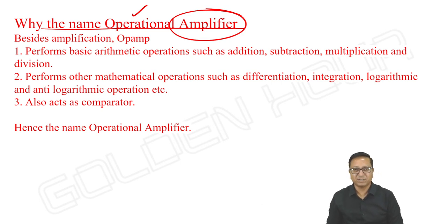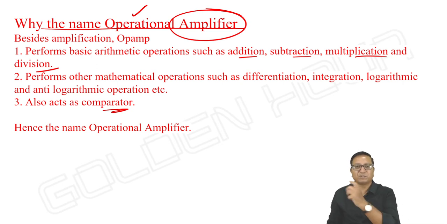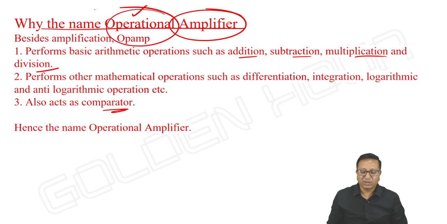this name operational amplifier. Means besides amplification, op amp performs the arithmetic operations such as addition, subtraction, multiplication, division, and also mathematical operations like differentiation, integration, logarithmic, anti-logarithmic operation, and also the comparator. It also behaves like a comparator, just as I told. It is comparing the voltages at inverting and non-inverting terminals and gives the output, either positive or negative or zero. So comparison is also possible. That's why the name operational amplifier, along with the regular amplification, it performs.